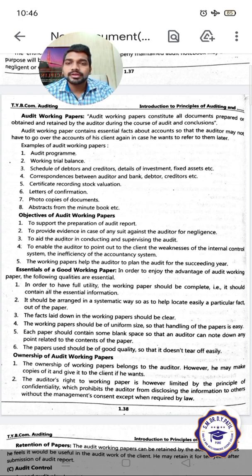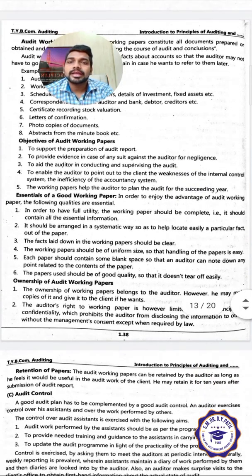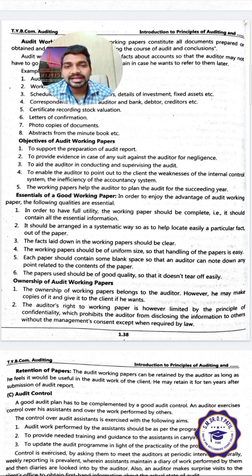So, the objectives of audit working papers are to support the preparation of the audit report, to provide evidence in case of any suit against the auditor for negligence, to aid the auditor in conducting and supervising the audit, and to enable the auditor to point out to the client the weakness of the internal control system and the inefficiency of the accountancy system. The working paper helps the auditor to plan the audit for the succeeding year.